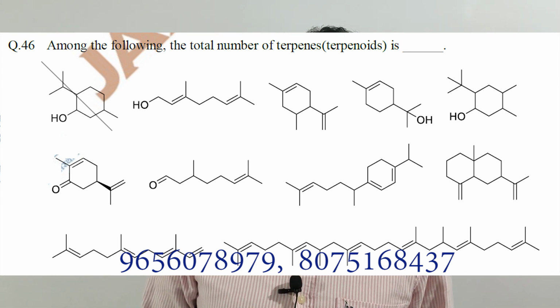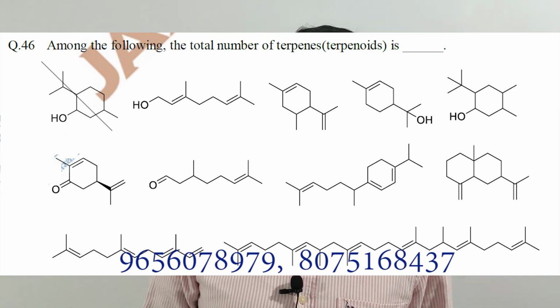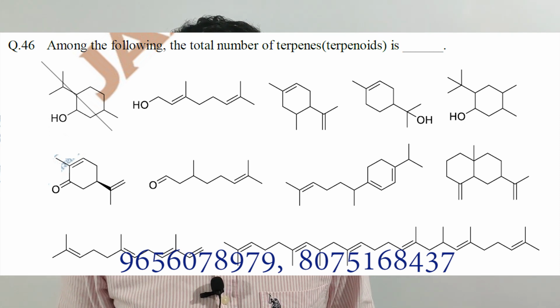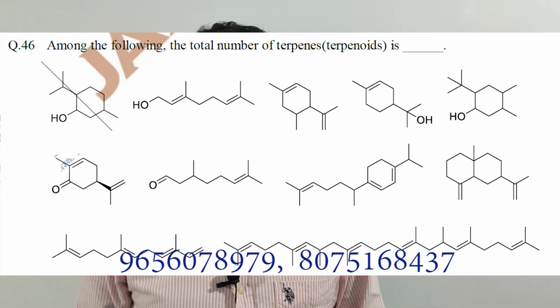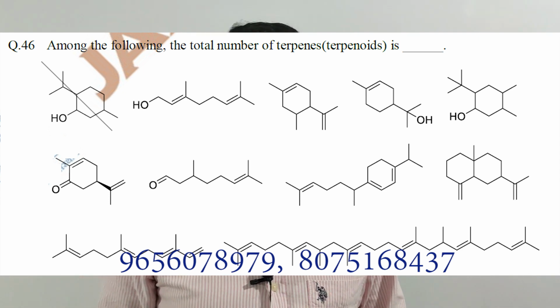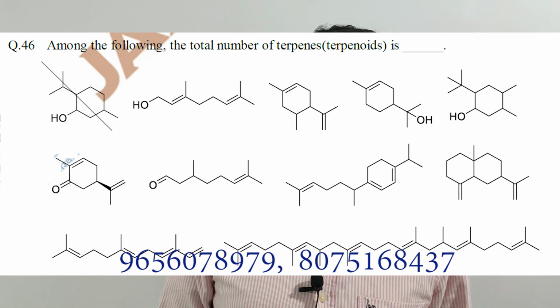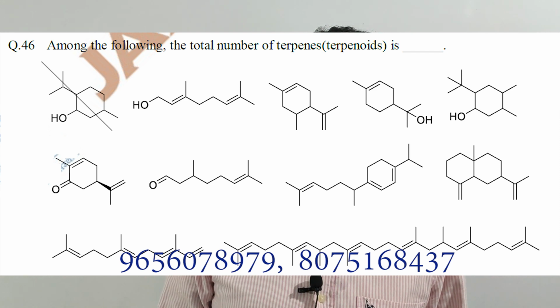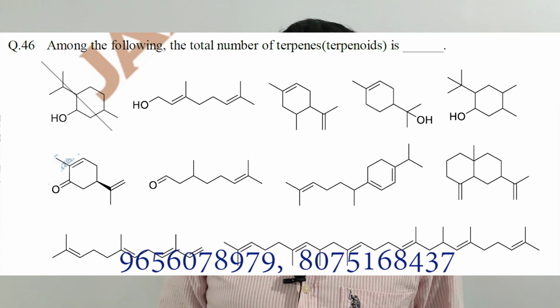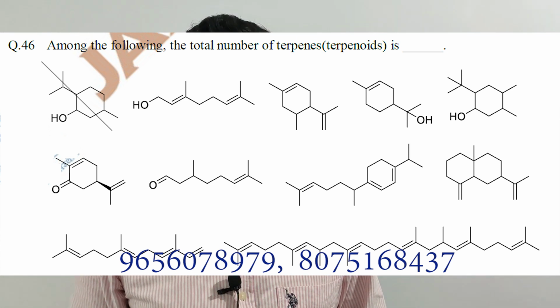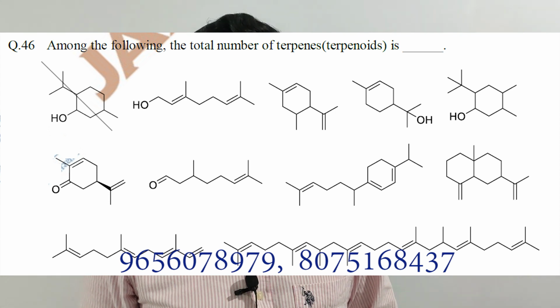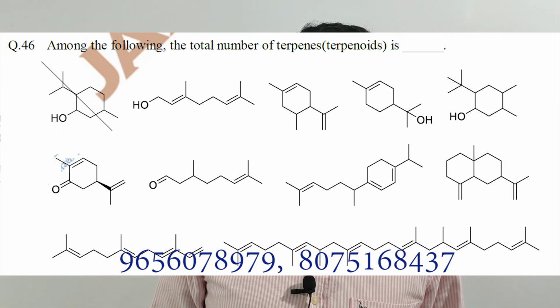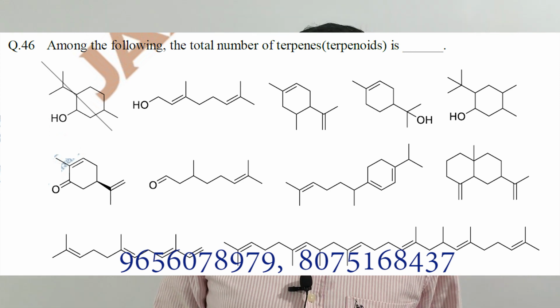First molecule, let's see how many carbon atoms. 1, 2, 3, 4, 5, 6, 7, 8, 9, 10. 10 carbon atoms and completely divisible by 5. So that's a terpene. Second molecule, 1, 2, 3, 4, 5, 6, 7, 8, 9, 10. That's also having 10 carbon atoms, completely divisible by 5. That's also a terpene. Third molecule, 1, 2, 3, 4, 5, 6, 7, 8, 9, 10, 11. 11 carbon atoms, that is not completely divisible by 5. So that is not a terpene. Like that, we can calculate it easily. So the answer for this question is 7. It's a very easy question. So now let's move on to 47.